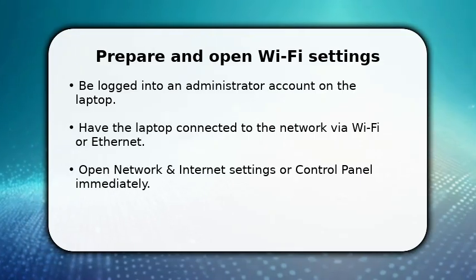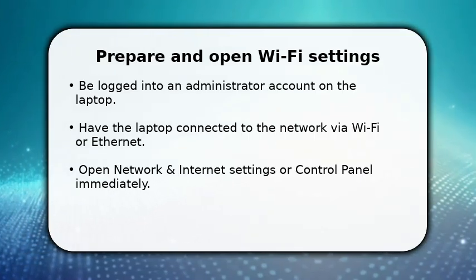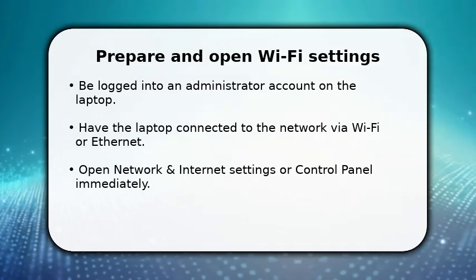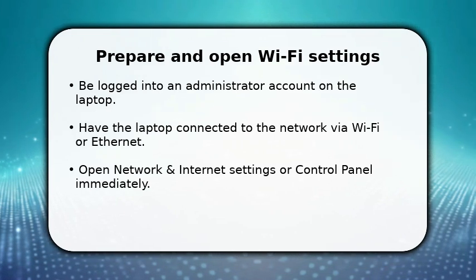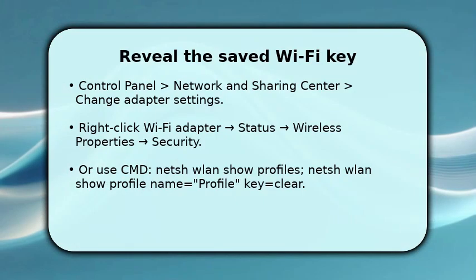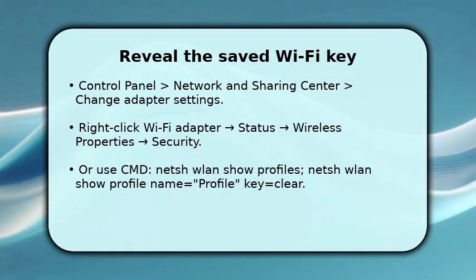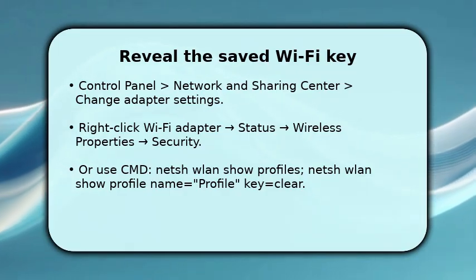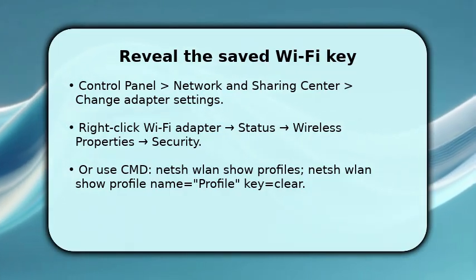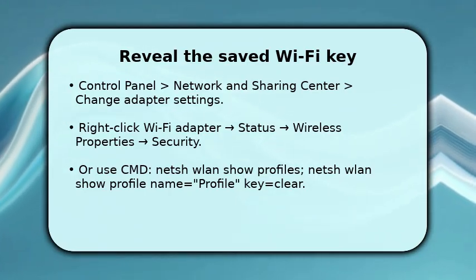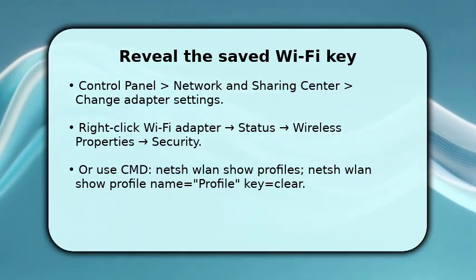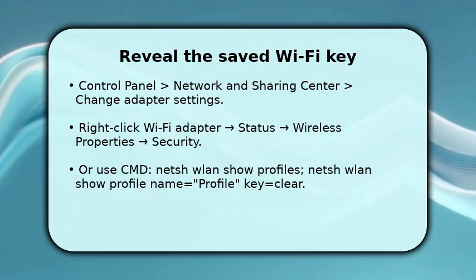Both are different locations. Now, follow the path to adapter or connection details. That first click moves you into the area where Windows stores the wireless profile. Once done opening the adapter area, right-click the Wi-Fi adapter and choose Status, then Wireless Properties. Move to the Security tab and check Show Characters to reveal the network security key. This reads the saved PSK from the profile.